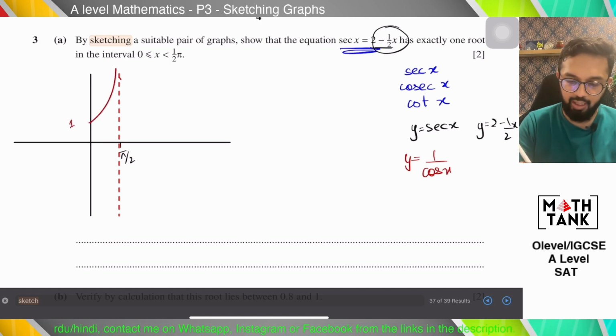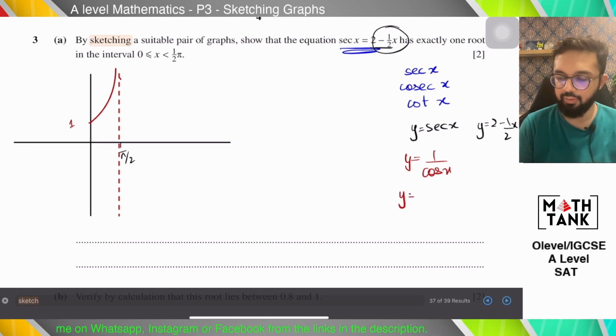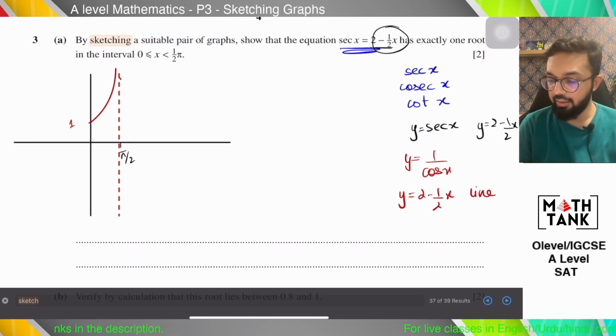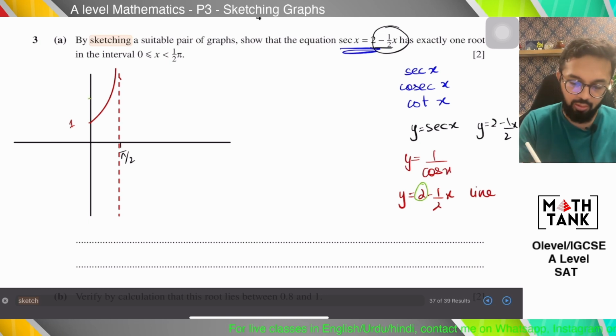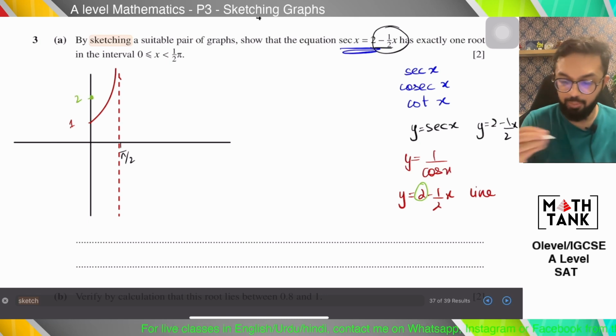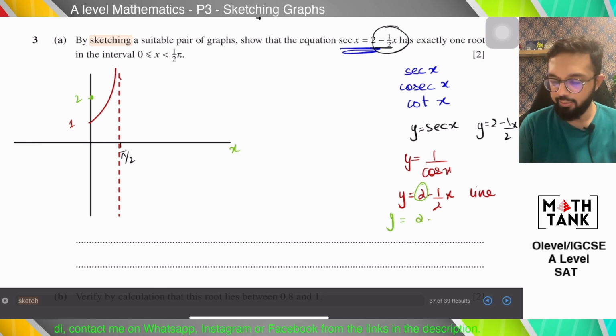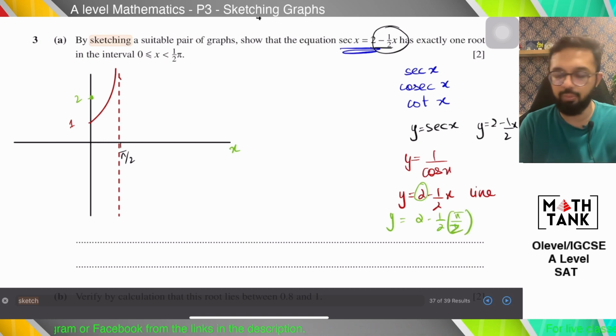Now the real challenge is drawing the other graph on the same axis, 2 minus half x. What sort of a graph do I have? It's a straight line. So I'll need the y-intercept and the x-intercept. I can see that the y-intercept is 2 and it should be a downward sloping line. But where do I have the other end point? I see that the coordinate axis is marked in terms of pi. So why don't I calculate this in terms of pi. Let's see what we get.